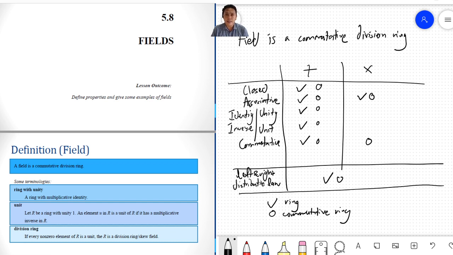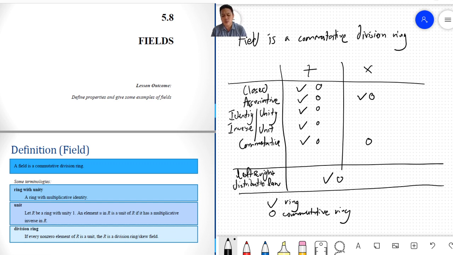You can think of unity as a special identity name for multiplication. For the inverse, the same goes. For addition we use the term inverse, for multiplication we use the term unit. So if we say identity, it means for addition. If we say unity, it is for multiplication. Identity and inverse for addition, unity and unit for multiplication. So, a division ring basically means the ring which, for non-zero elements, has units.